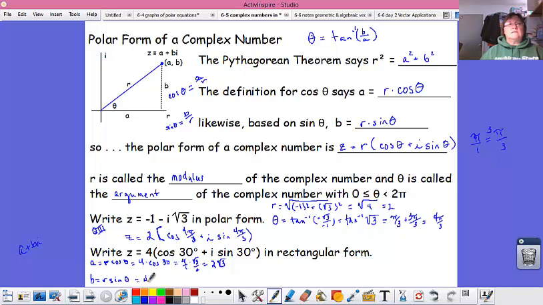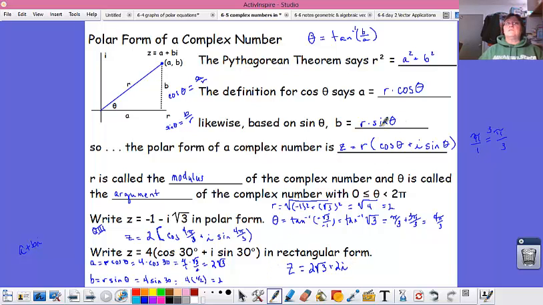Then to find b, that is r times the sine of theta. And in our case, r is 4, and the sine of 30, again, you get from your trig reference sheet, 4 times 1/2 it is. So that's 2. So in rectangular form, our number is going to be this. z is 2 times the square root of 3 plus 2i. And there we are in rectangular form.